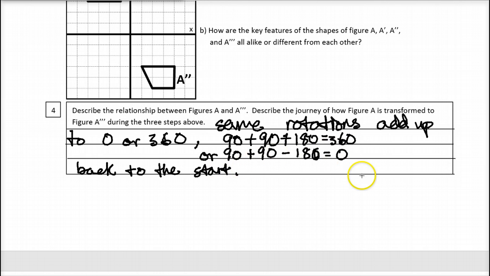Excellent. So that's the big idea with this classwork. Hopefully you guys got that. Again, go back and watch the video a second time if you need to.